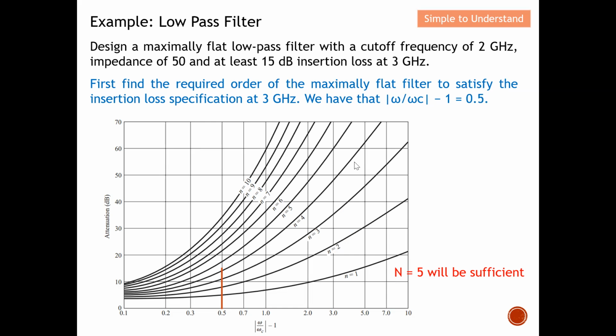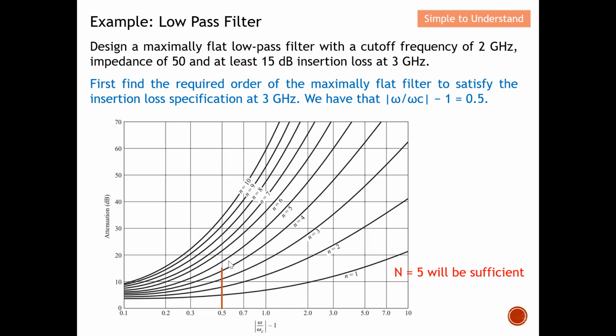Once I have this, I can refer to this diagram here. With this diagram, you can see that I have calculated this to be equal to 0.5. So I will draw a red line at 0.5. Where to stop? Basically, I need to achieve 15 dB of insertion loss, so I stop around 15 dB here. From here, you can see that this is the point. So I need either n equals 4 or n equals 5.